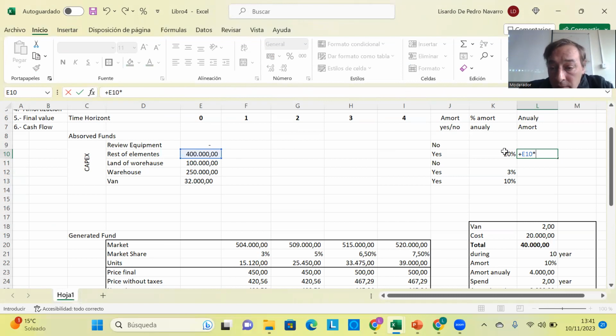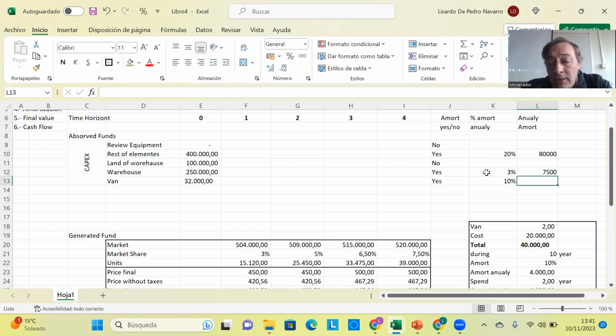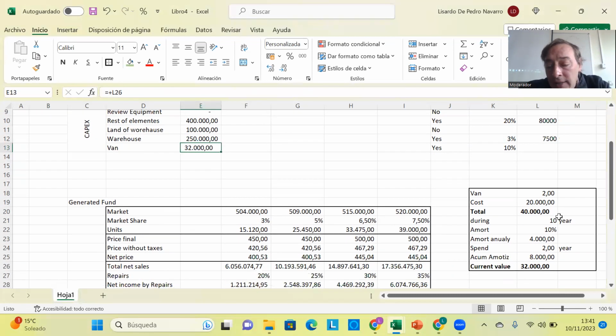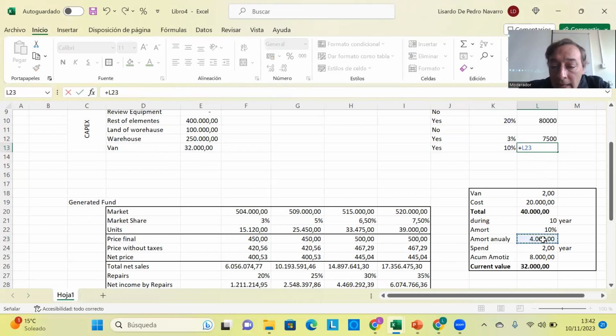400,000 by 20%, 250,000 by 3%. And for the vans, we can use a different system. We can set 10% of this value, or as in our case, the vans are in the company, and we can use the same amortization that we used in the previous years, in the first 2 years. We can make an amortization based on the original value, because these vans are in the accounting of the company.